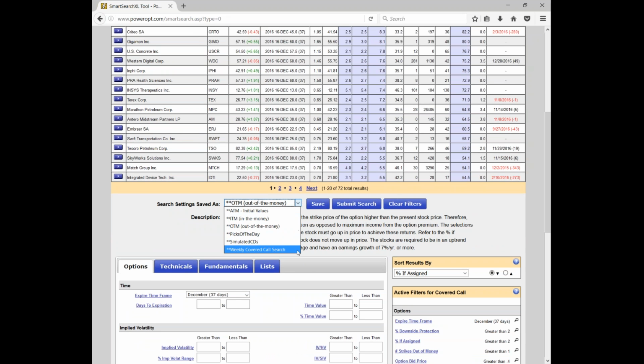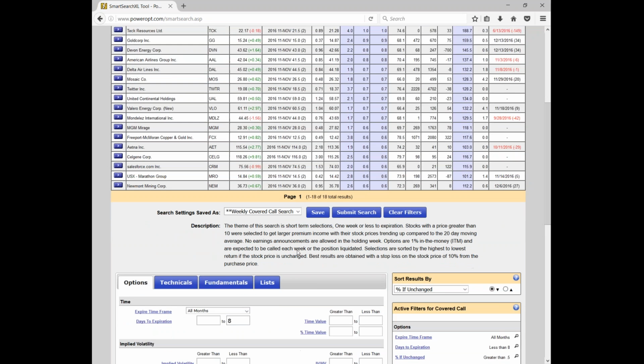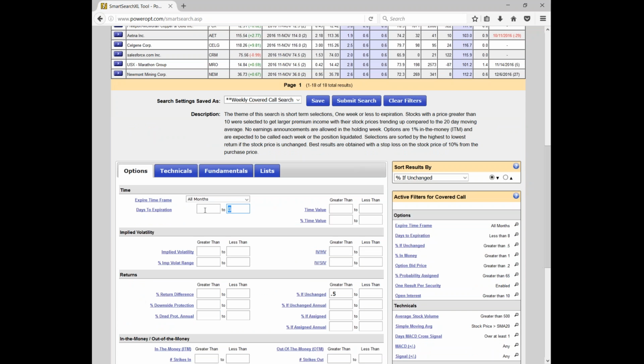Let me go to our weekly covered call screen that Ernie back tested, did some testing on to see which was the best ones. The reason why I want to pull up this default search for a moment, here we go, is that this one here is less than 8.